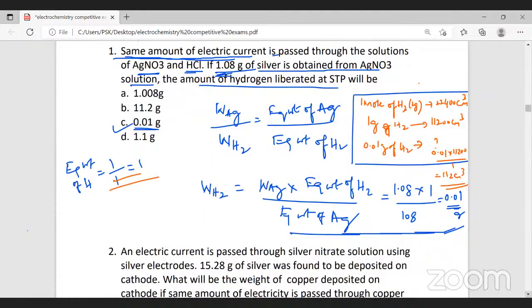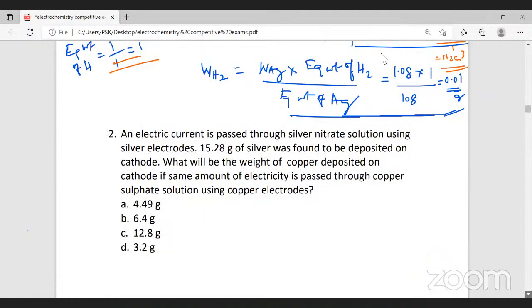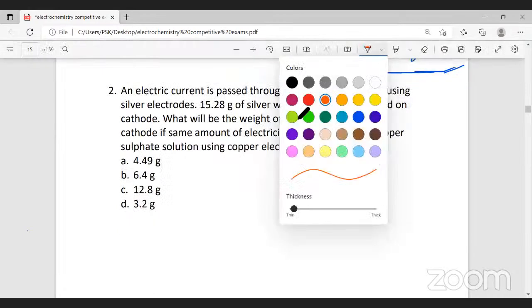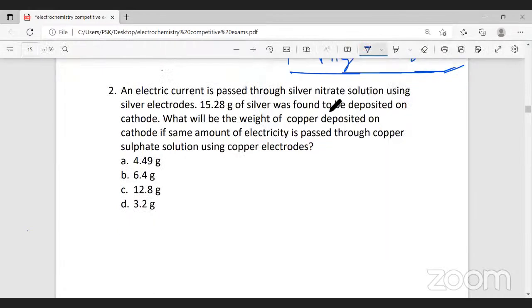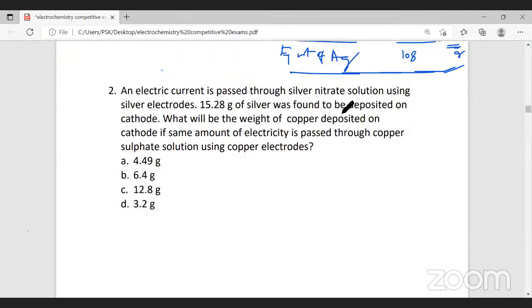The next question. An electric current is passed through silver nitrate solution using silver electrodes. 15.28 grams of silver is deposited. So the weight of silver deposited is equal to 15.28 grams. At the cathode, what will be the weight of copper deposited on the cathode if the same amount of electricity is passed through copper sulfate solution? So the weight of copper we are supposed to find.